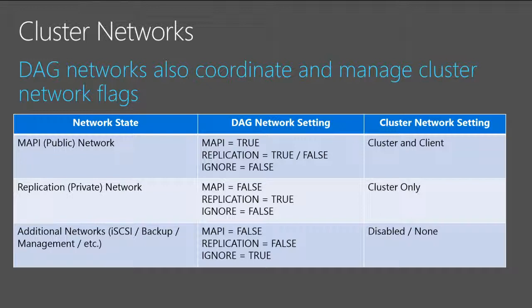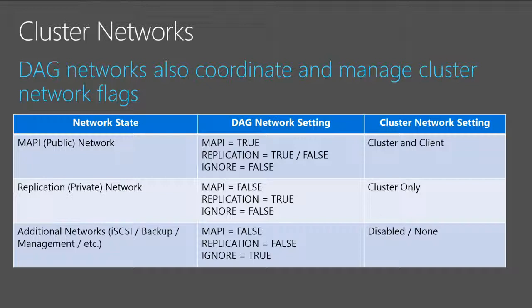So the replication service, once it sucks these networks in, actually creates the DAG networks, and then the settings of those DAG networks are what control the cluster network states. So we've got a DAG network state in the middle. We have a cluster network state on the end. So what you can see here is if it's MAPI enabled true, replication true or false, and the network is not ignored, the cluster is marked as use for both client and cluster communications. Client is a fancy way of saying there's going to be a virtual cluster IP bound to it, which will most likely in a DAG be the cluster IP address that you specified with the cluster name. So you've got MAPI equals false, replication equals true, so you've established what should be just a replication network. That will end up with the cluster network state of cluster only.